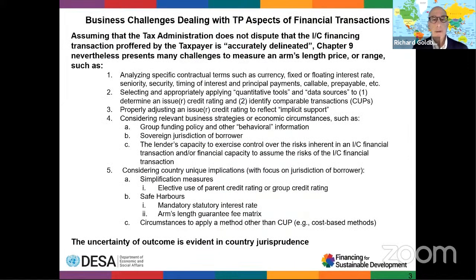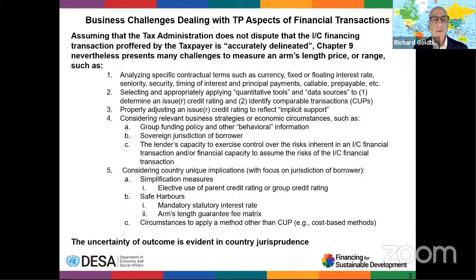Now, some countries may permit a cost-based method, for example, for pass-through financing. Lastly, the uncertainty of outcome is evident in country jurisprudence. One of the more contentious areas is whether a parent company guarantee or security collateral should be imputed, in effect written into an agreement by a tax authority, where an intercompany loan agreement does not reflect that term. Taxpayers have lost some cases on that, and example 6 suggests that possibility.